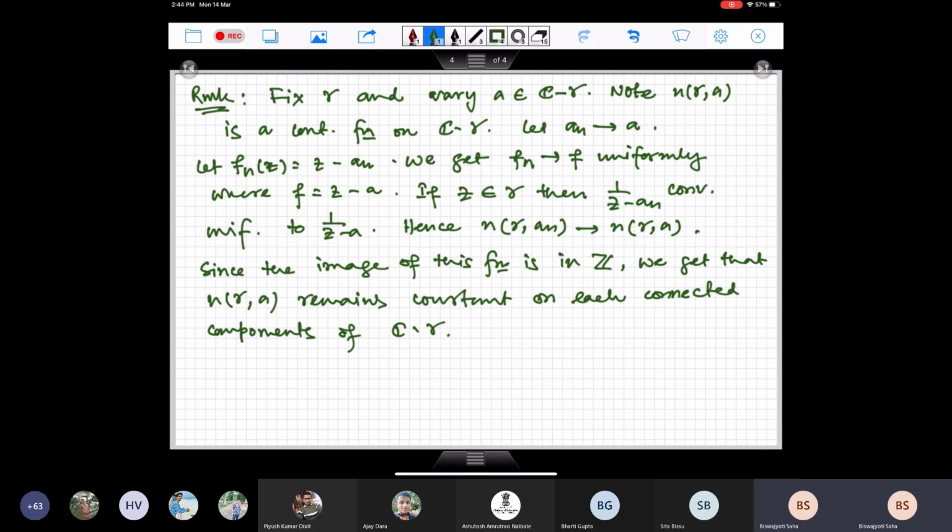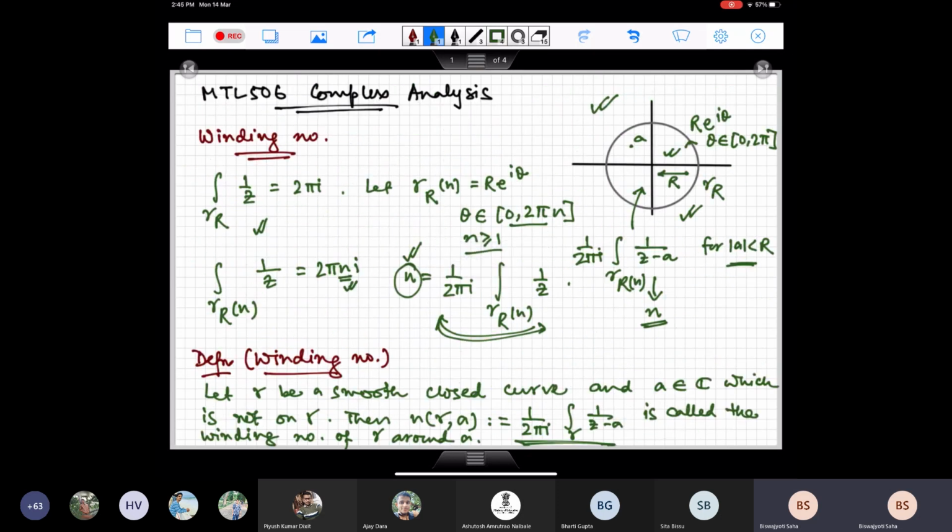Okay, so the next remark is about the unbounded component. Consider the unbounded connected component of C minus gamma. Let's go back to the picture of 1 over z.